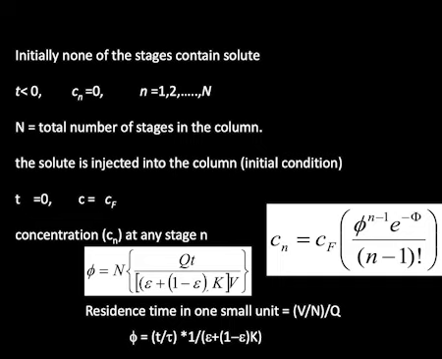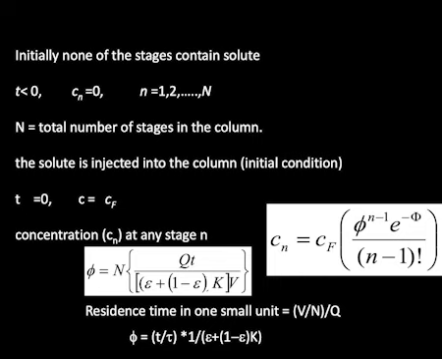where phi is given by this particular term, q is the flow rate of the mobile phase, v is the overall volume, n is the number of stages, epsilon is your porosity, k is your linear adsorption isotherm term. So concentration at any stage of the solute in the mobile phase, or of the solute leaving that stage, can be calculated by this relationship.